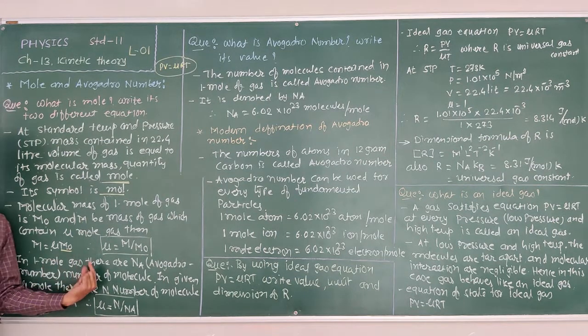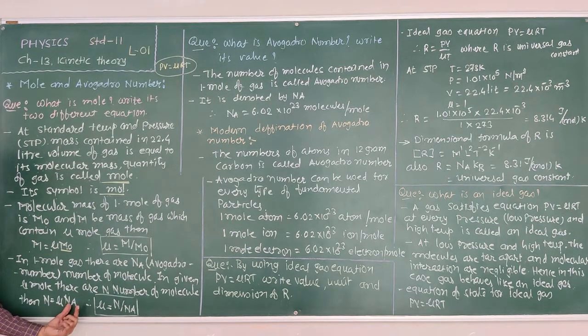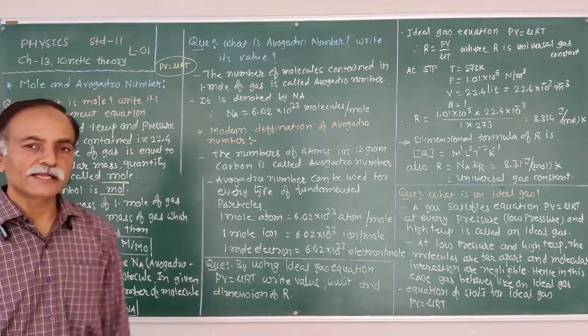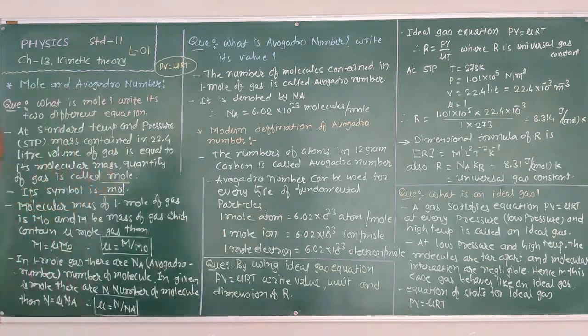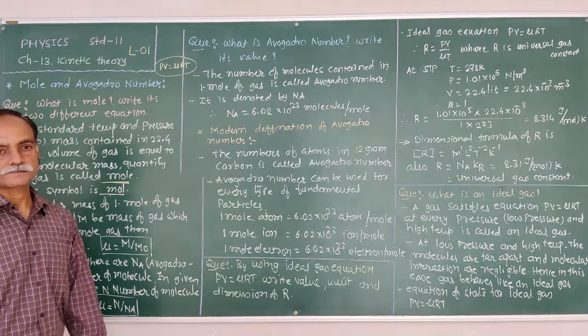Again, in 1 mole of gas, there are Na molecules. Now, in the given mu mole quantity of a gas, if there are N molecules, then N is equal to mu into Na. Therefore, mu is equal to N upon Na. So these are the two different equations of the quantity in moles, in terms of the mass and in terms of the number of molecules.